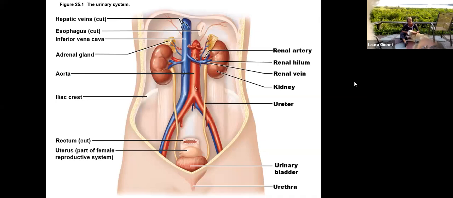All right, so here we can see the location of the kidneys. We have the right and left kidney. The right is a little lower than the left because of the liver that's found there. We have right renal arteries and veins, and left renal arteries and veins. We can see the ureters that transport urine down to the bladder.